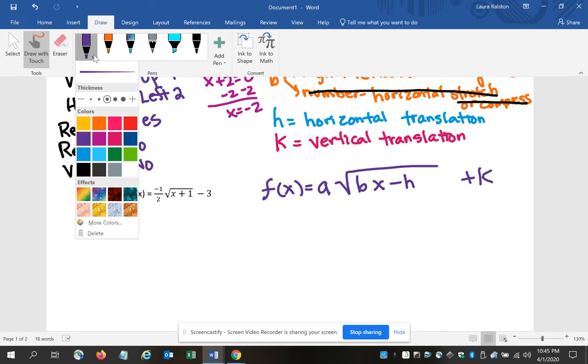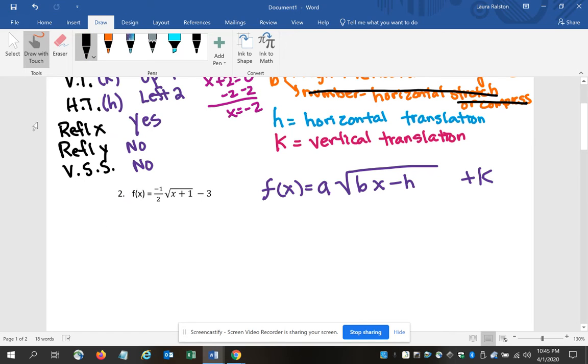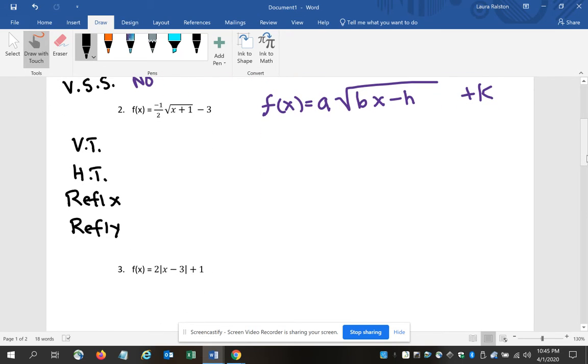Okay, on the second one, again, if we want to think about kind of using our little chart, we have vertical translation, horizontal translation. Is there a reflection on x? Is there a reflection on y? And is there a vertical stretch or shrink, excuse me?